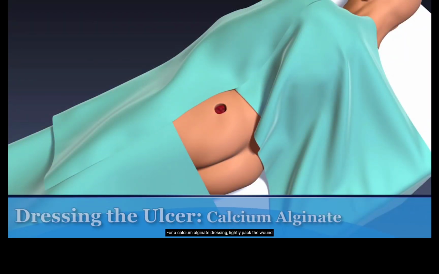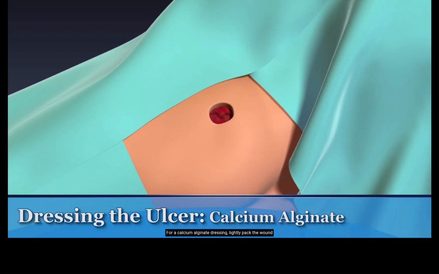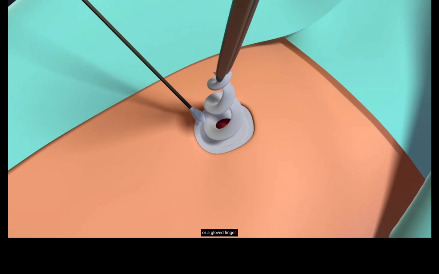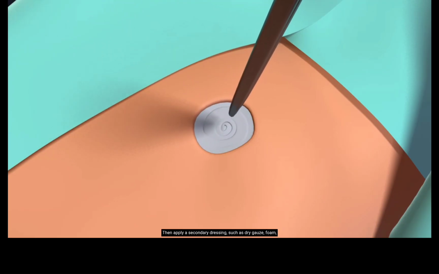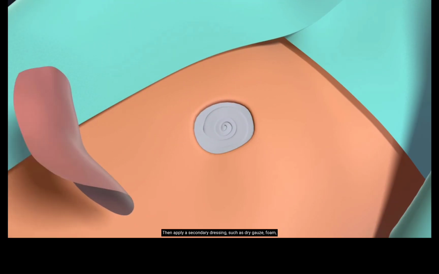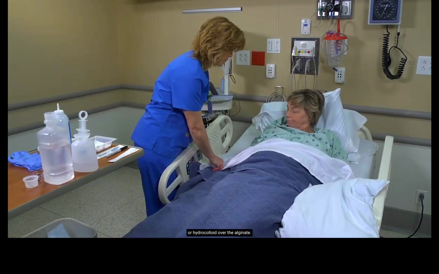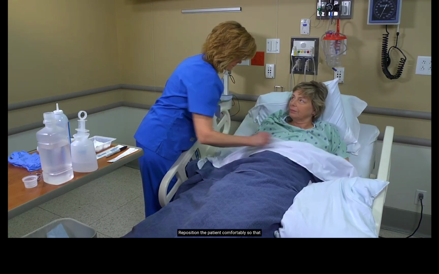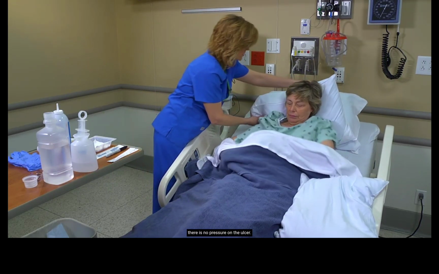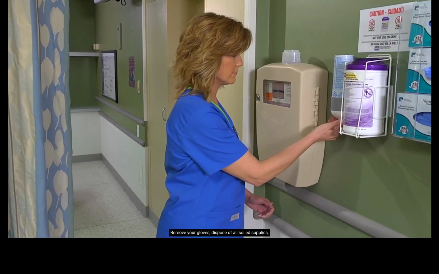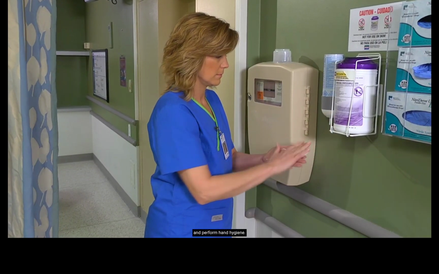For a calcium alginate dressing, lightly pack the wound with alginate using a sterile cotton-tipped applicator or a gloved finger. Then apply a secondary dressing, such as dry gauze, foam, or hydrocolloid, over the alginate. Reposition the patient comfortably so that there is no pressure on the ulcer. Remove your gloves, dispose of all soiled supplies, and perform hand hygiene.